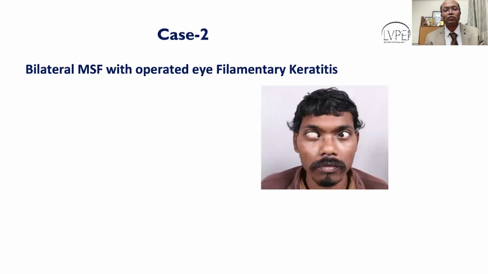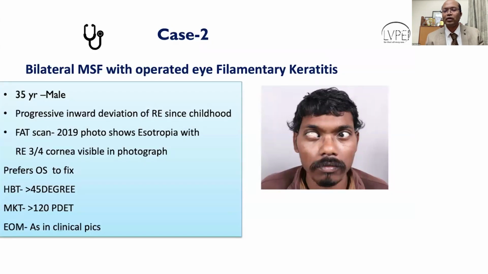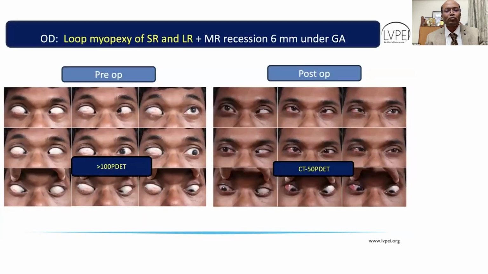This is another case of a very severe form of MSF, a 35-year-old male who had a progressive inward deviation over a period of decades, with a very large isohypertropia. We chose to go ahead with bilateral loop myopexy with MR, but the patient agreed to only one eye operation and wanted a staged surgery. On the first post-op after the right eye loop myopexy with MR, there was an amazing improvement, and he had a residual 50 prism diopter esotropia.